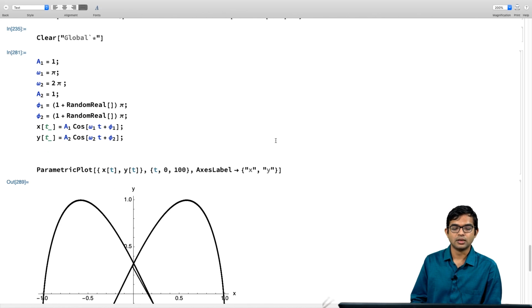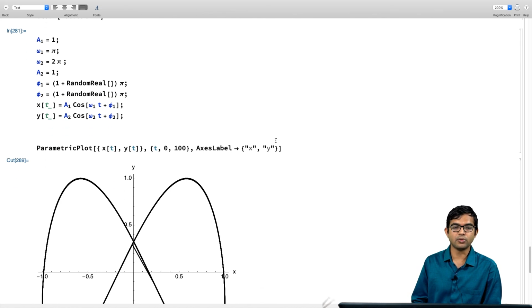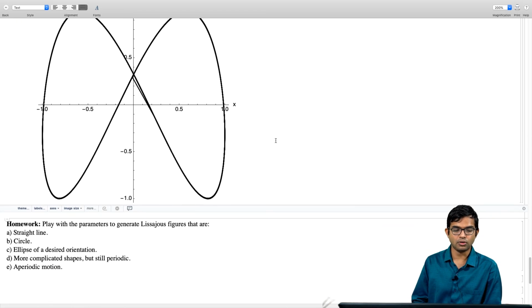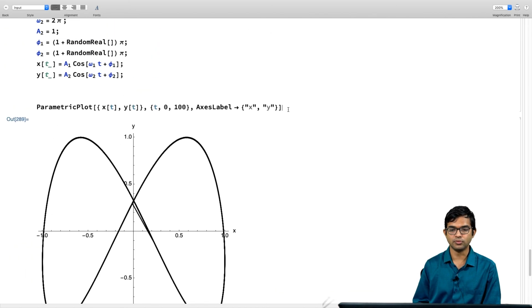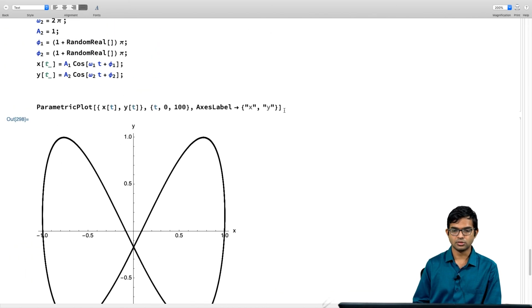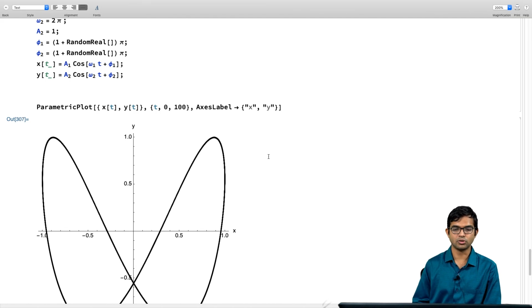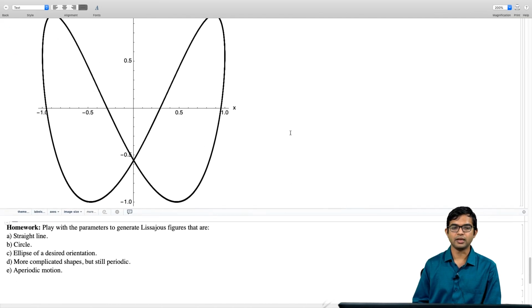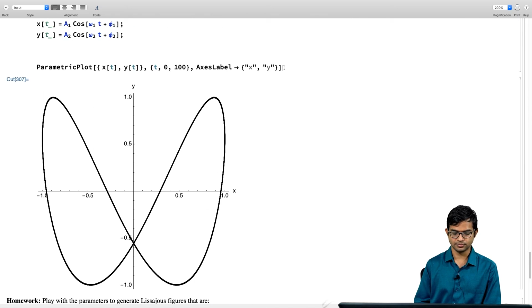So there are very specific ways of generating particular curves. Homework for you would be to see how you can get a straight line, how you can get a circle, what kind of parameters must you use to get ellipses of various orientation, more complicated shapes, but still periodic, and when do you get aperiodic motion, right? So this is going to be homework. You must look at this lecture or this module mostly in the spirit of playing. The more you play, the more you see patterns, and there is some understanding to be derived from looking at these patterns. So that's what this lecture is about. Thank you.